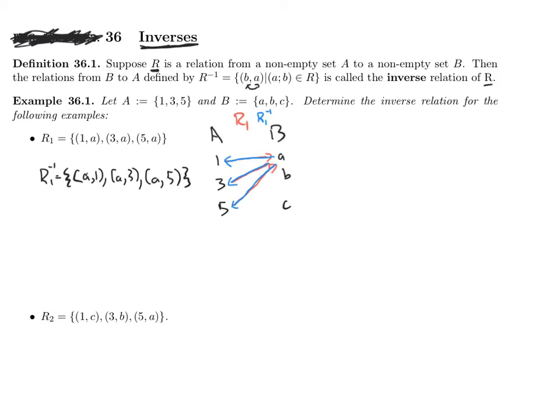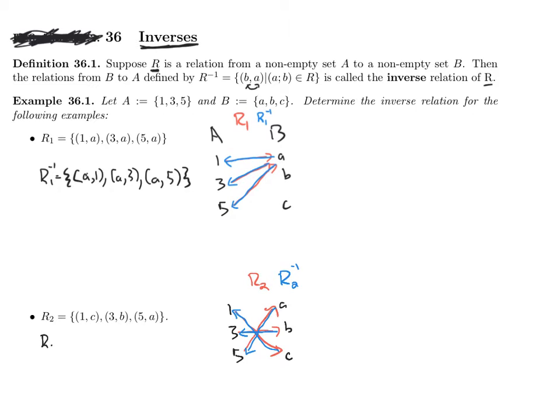R2, same idea. So we have 1, 3, and 5, A, B, and C. So 1 is related to C. This is R2, by the way. 3 is related to B. 5 is related to A. All right. Well, the inverse, again, we're just going to reverse the arrows. In the inverse, A is related to 5, B is related to 3, and C is related to 1.